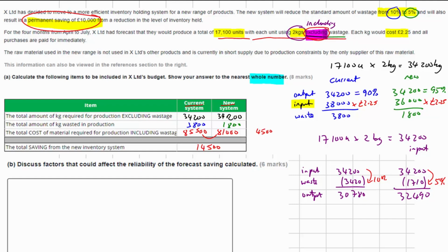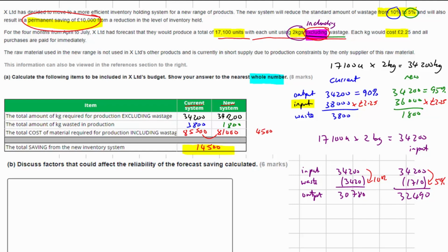Then in part B of the task, it asks us to discuss the factors that could affect the reliability of the forecast saving calculated. So it's asking us, how reliable is that number? Yeah, we've got that 14,500. Are we happy with it? So what are the factors that could affect the reliability of it? Well, look at all the numbers that we've used to do the calculation. If any of these is incorrect, that means our total saving is going to be incorrect as well, isn't it?